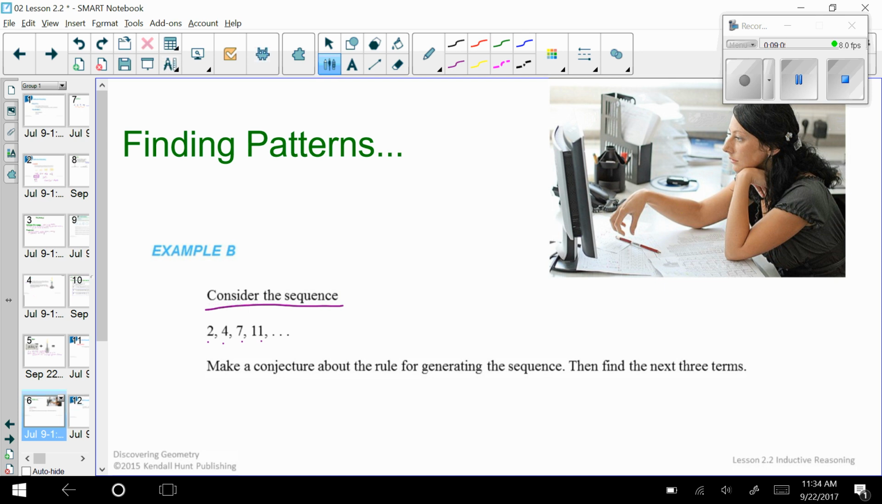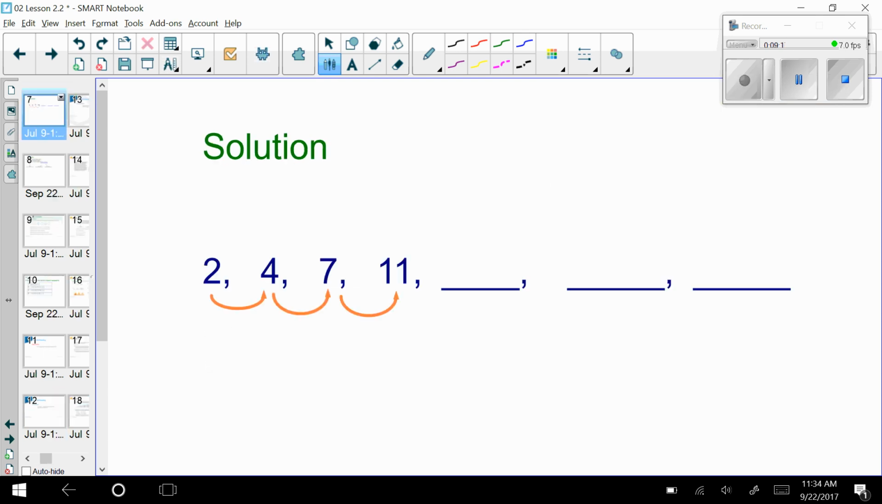So 2 plus 2 is 4. 4 plus 3 is 7. 7 plus 4 is 11. So let's make a conjecture about our sequence and then the next few terms. So in 2 to 4, we add 2. In 4 to 7, we add 3. 7 to 11, we add 4.